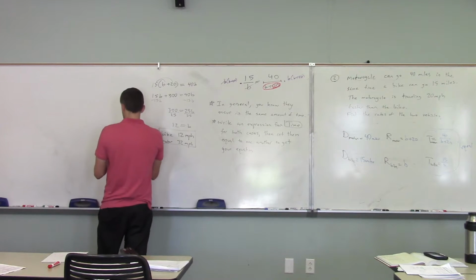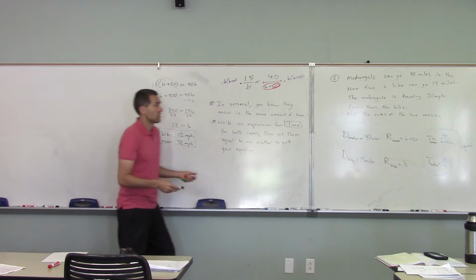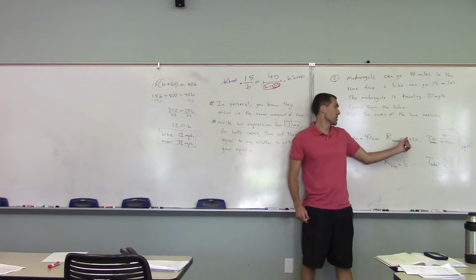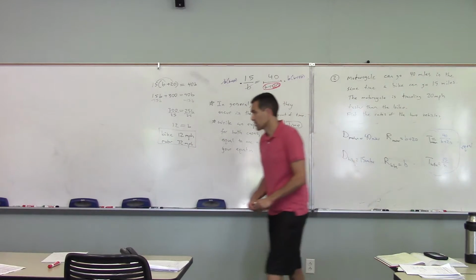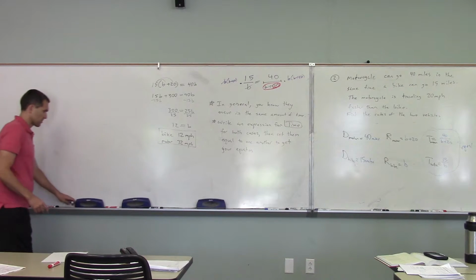How did you get 32 miles per hour? How do we get that? Well, it was 20 more, right? Yeah, we went right back here and we said, well, if this is 12, then the rate for the other one is 12 plus 20. Good question.